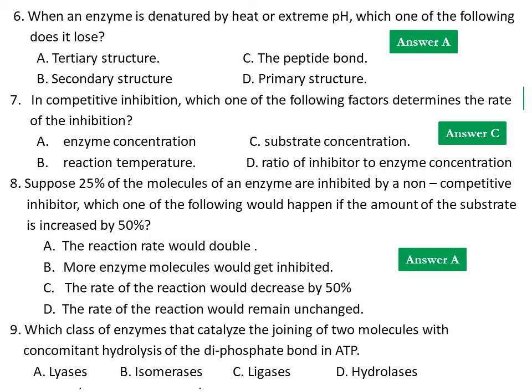Question number 9, which class of enzymes catalyzes the joining of two molecules with concomitant hydrolysis of diphosphate bond in ATP? A, lyases. B, isomerases. C, ligases. D, hydrolases. So the answer should be C, ligases, meaning that the enzyme that joins two molecules is known as ligases.